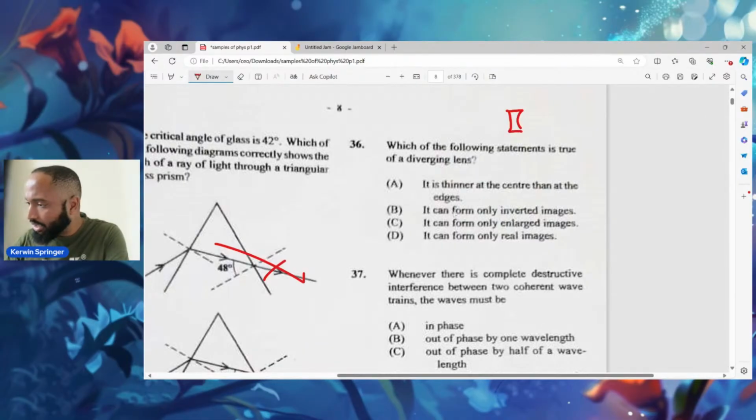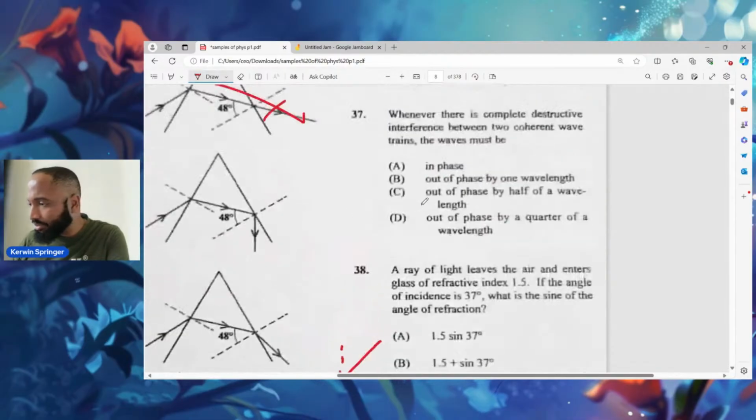Like this. It is thinner at the center than at the edges, right? True. It can only form inverted, it can only form enlarged, it can only form real. It's thinner at the center than at the edges. That's a diverging lens. Easy answer.